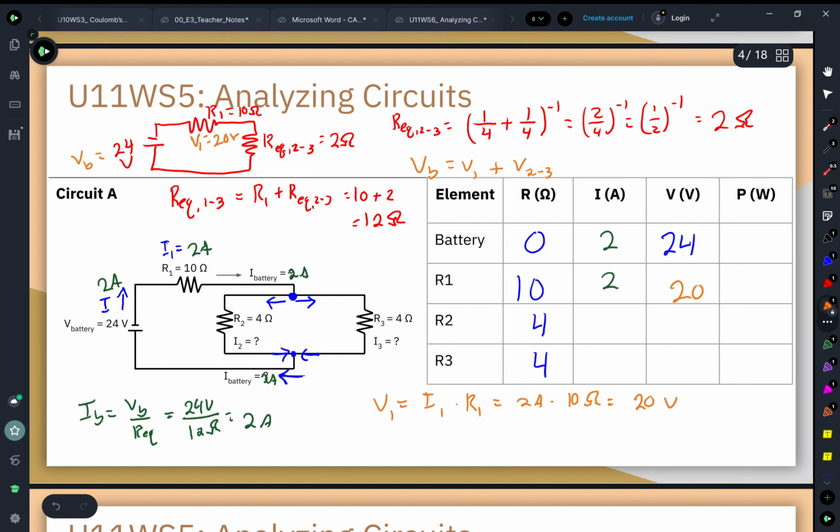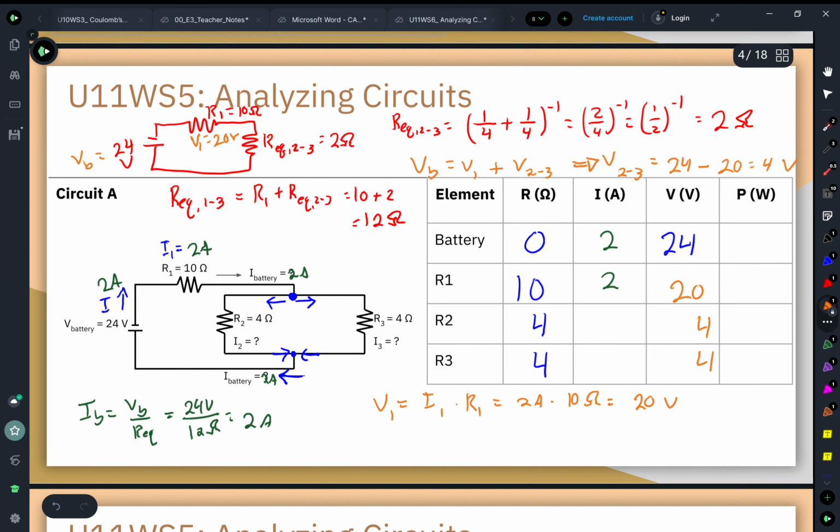We can end up using this and solving what the voltage drop across resistors 2 and 3 are. Because I know that my voltage 2 to 3 is equal to the voltage of the battery, 24 volts, minus the voltage drop across resistor 1, so minus 20. So the voltage drop across resistors 2 and 3 is 4 volts. That's going to be 4 volts for both of them.